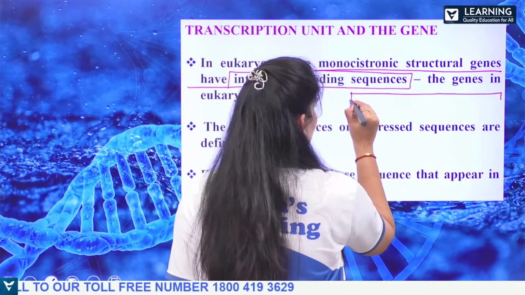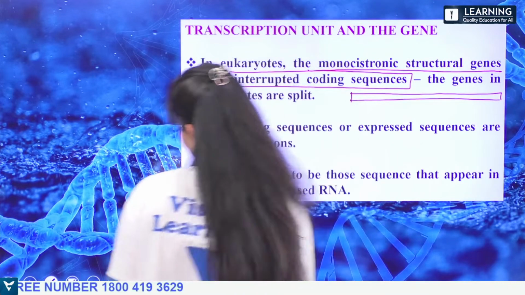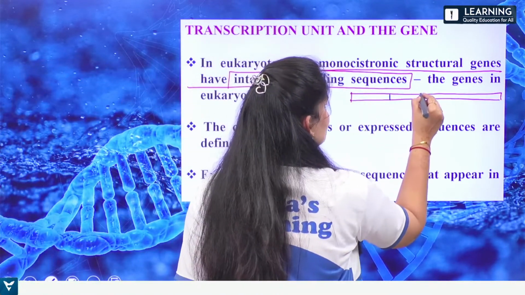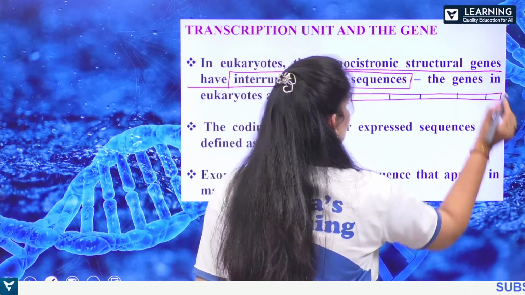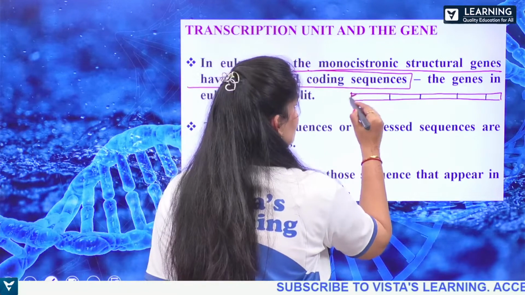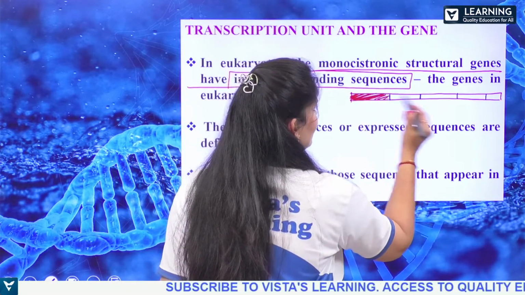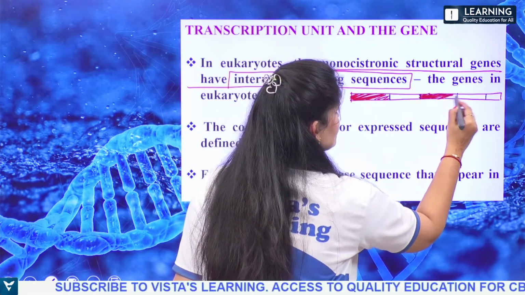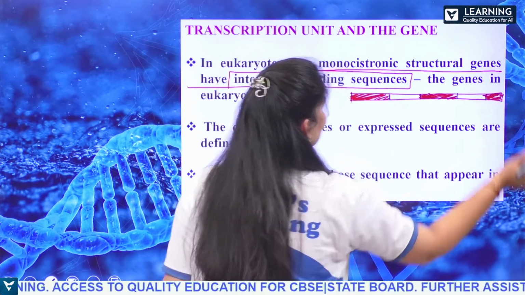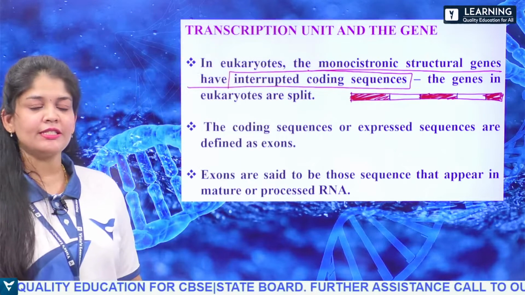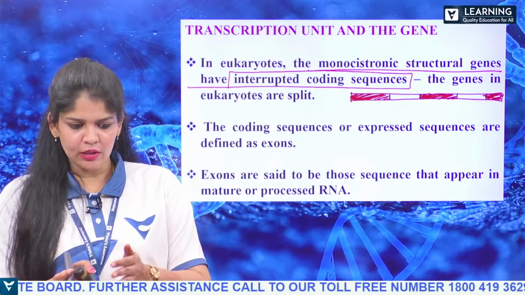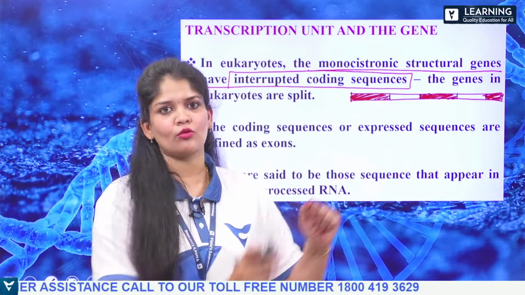If this is a sequence, it will be interrupted in between by intervening sequences. That means it will show split gene arrangement. These genes are split by the intervening sequences. It will have coding sequence, non-coding sequence, coding sequence, non-coding sequence.